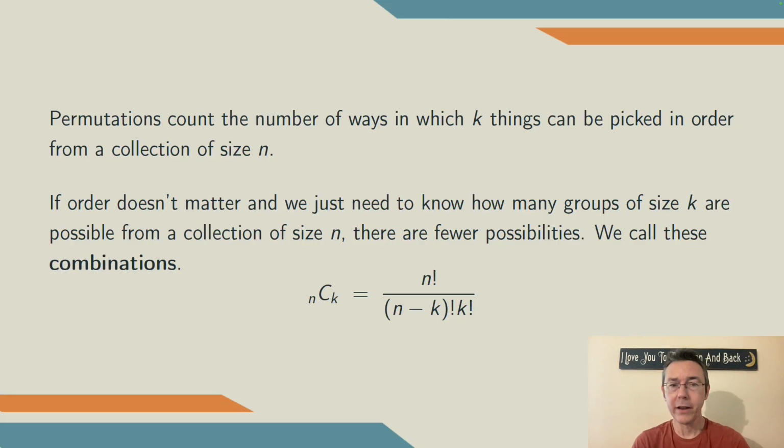Permutations count the number of ways that k things can be picked in order from a collection of size n. But sometimes when you're picking k things from a collection of n, you don't care about order. You're just thinking how many groups are possible. Those are called combinations. We abbreviate it n choose k, and the formula is n factorial over n minus k factorial times k factorial.